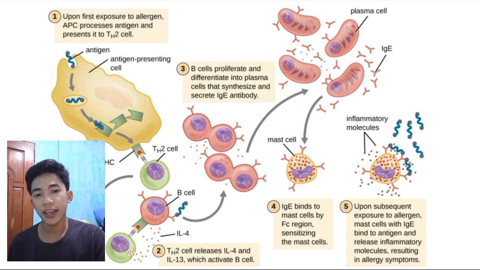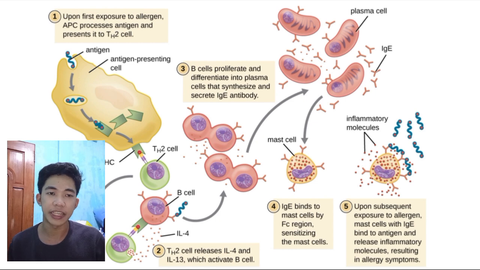IL-4 and IL-13 are cytokines, which are small signaling proteins that regulate immune response by allowing the immune cells to communicate with each other. So Th2 cells and B cells are immune cells, and they need to send signals in the form of cytokines to ensure a smooth immune response whenever there is a presence of antigen.